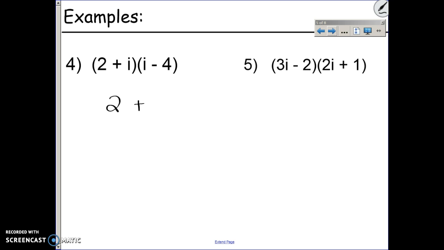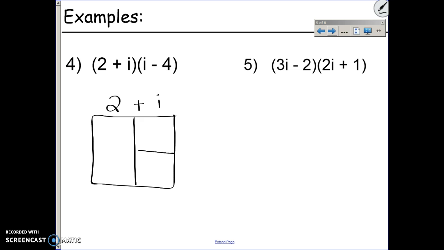Okay, so I'm going to draw my box. So I have 2 plus i. It's a 2 by 2. And I have i minus 4. Okay, and then everything that overlaps is going to be multiplied. So 2 times i is 2i. i times i is i squared. Think of it like x. x times x is x squared. Negative 4 times 2 is negative 8. And negative 4 times i just gets squished together to look like that. Okay, go ahead and pause here so you can get caught up to that point.